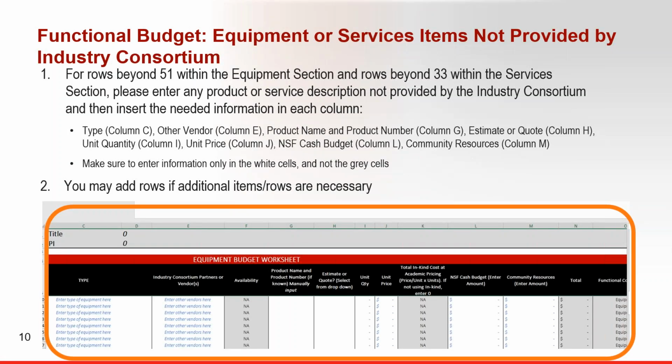For items or vendor products that are not being offered by the industry consortium, go to the rows at the bottom of the equipment section and services section. You may enter any product or service description not provided by the industry consortium and then insert the same information previously explained in each column. You should enter information only in the white cells and not the gray cells.